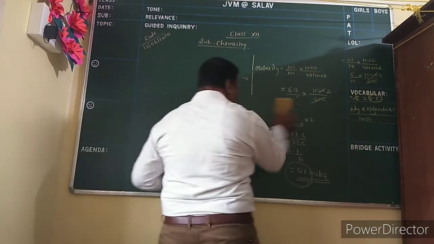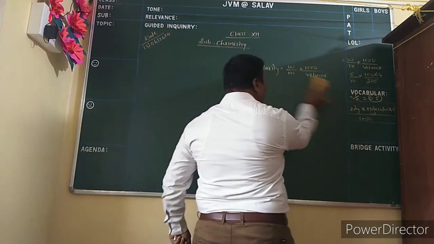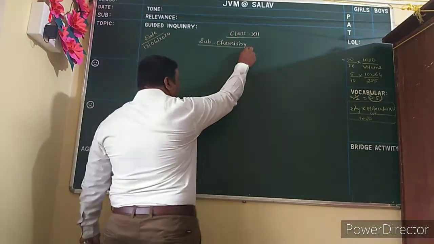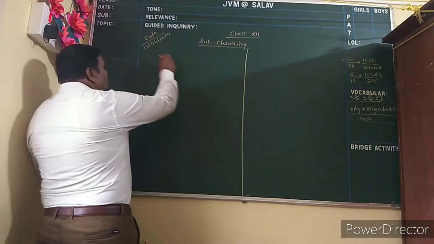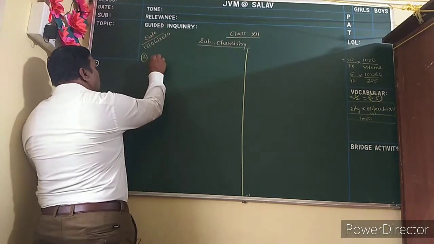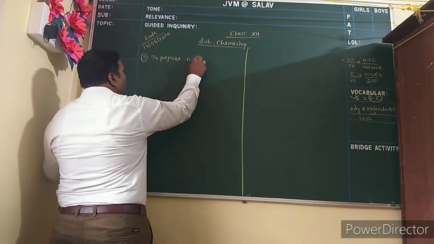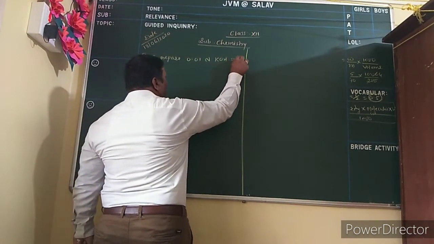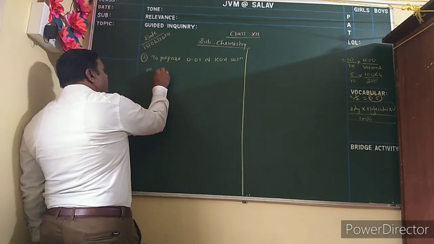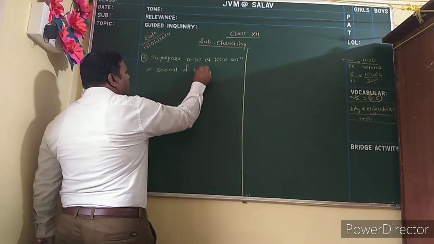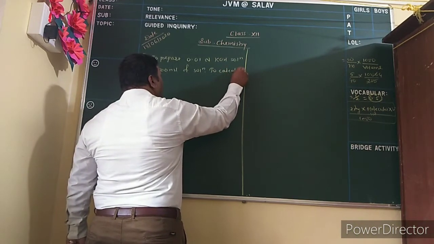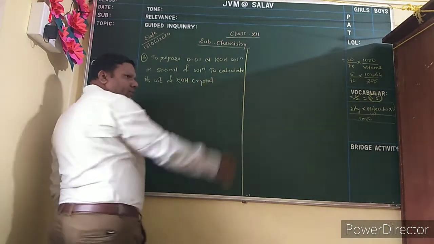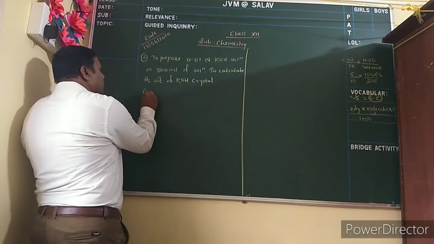Understood? Now we take another example for normality. For normality, one example we take: to prepare 0.01 normal KOH solution in 500 ml of solution, calculate the weight of KOH crystals.